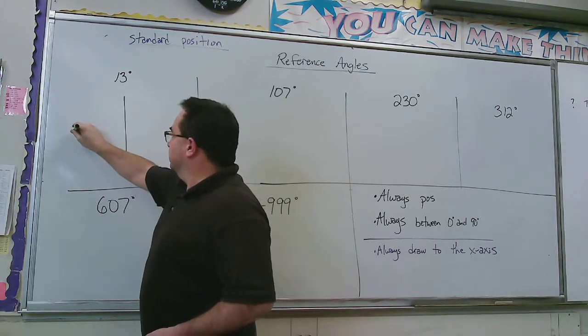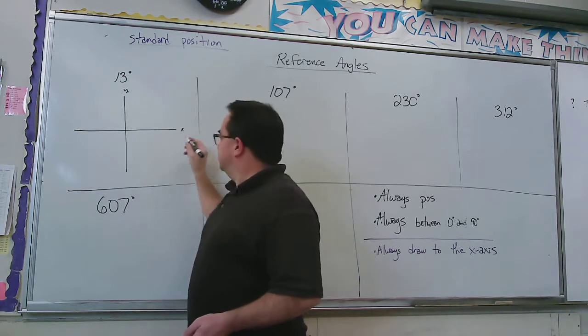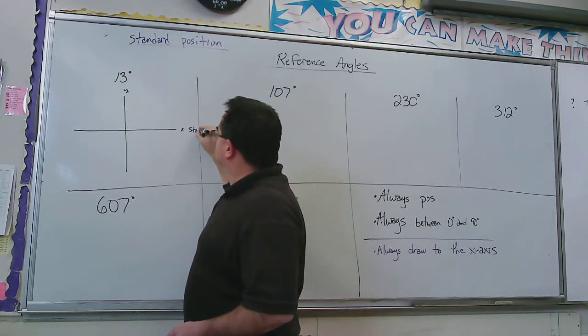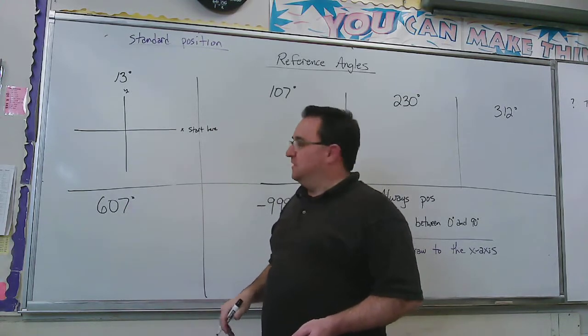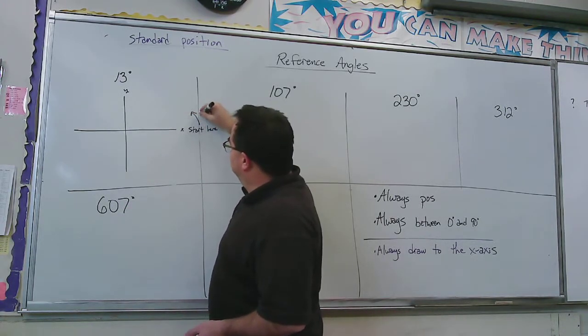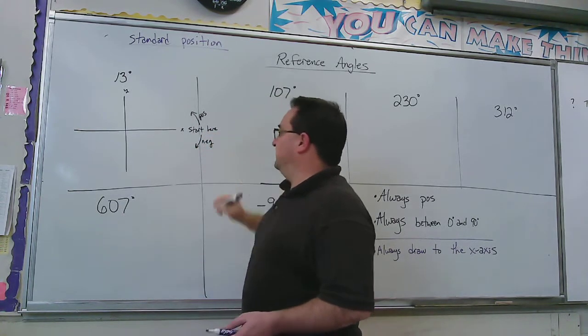So you make your coordinate axes. So this is x and y. You always start here at the positive part of the x-axis. You rotate this way for positive angles, and you rotate this way for negative angles, right?